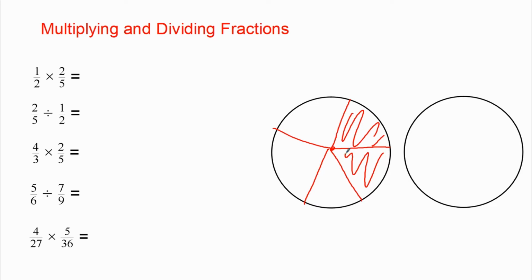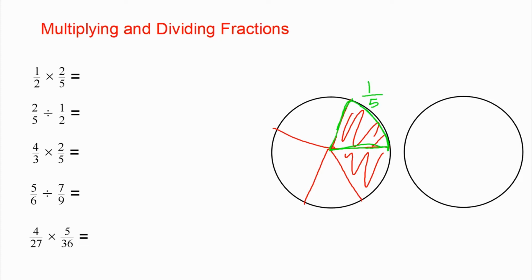So if I want to say half of that, when I say half times 2 over 5, that basically means half of 2 over 5. So half of 2 over 5 would be just half of what we have. So that would be this section. And that green section basically represents 1 over 5.